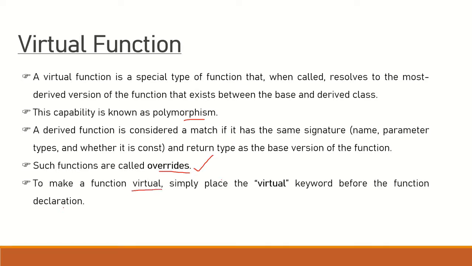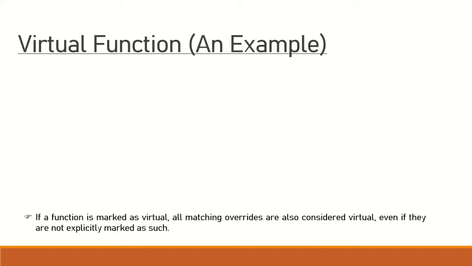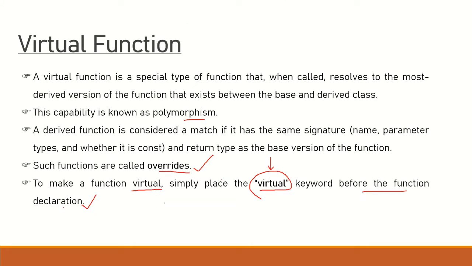To make a function virtual, what do we do? We simply put the virtual keyword before the function declaration. It is very easy to make a function virtual. In this part of the video lecture, I tried to provide only the basic information about the virtual function, how it works, how it is declared, and how we can achieve polymorphism. In the next part of the video lecture, I'm going to discuss a few examples where you get a clear idea of how virtual functions help us achieve polymorphism.